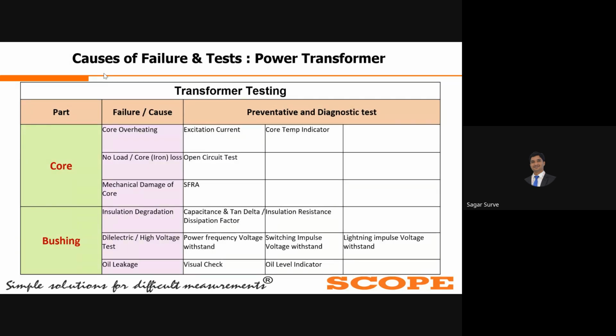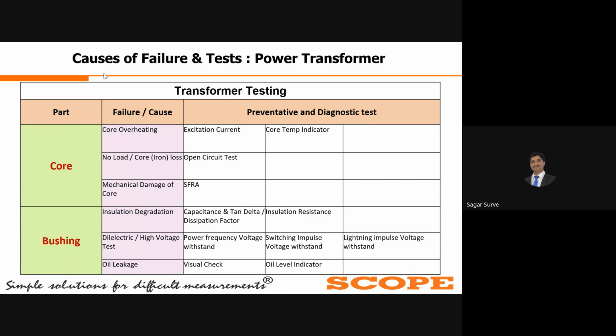Similarly, there are another two components, that is core and bushing. If the core has some failures like core overheating or core loss or mechanical damages inside the core, that can also be observed with various tests like SFRA, core temperature indication, excitation current, open circuit test, like that.